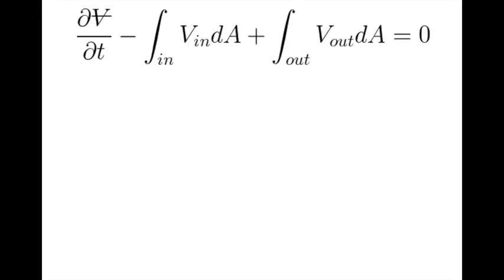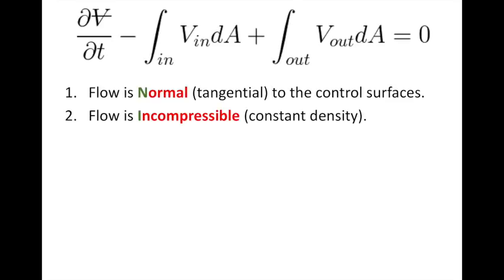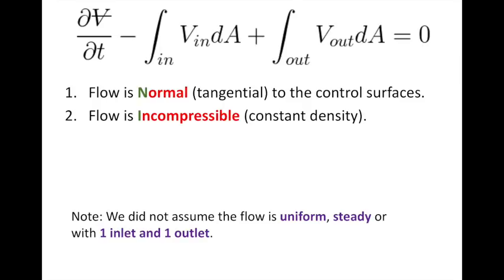The density term is gone, right? So we're assuming that we have incompressible flow, or in other words, that the density is constant throughout our entire system. So we are assuming normal flow, and we're assuming that it's incompressible, or that the density is constant throughout our system. We don't need to assume uniform flow because we still have these integrals. We don't have to assume steady, and we don't have to assume one inlet and one outlet because we're able to sum this up over multiple inlets and outlets.